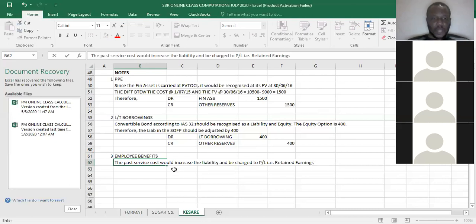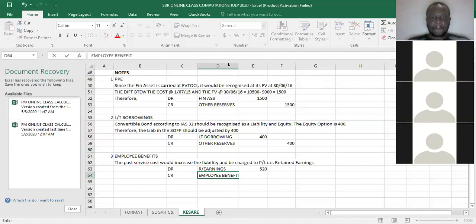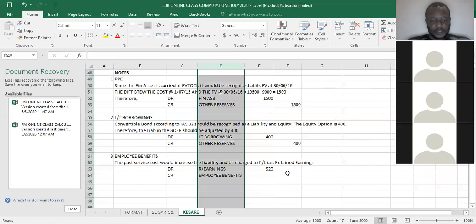Okay, so our accounting entry now will be debit. We're debiting retained earnings by how much is that? 520. And then we'll credit. So we're increasing our liability, our employee benefits, by the same 520.